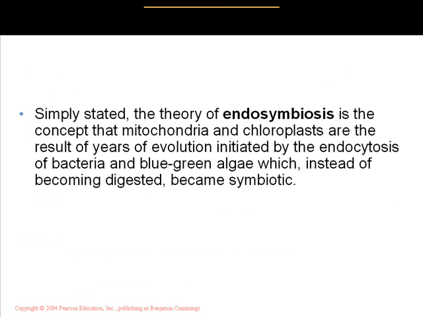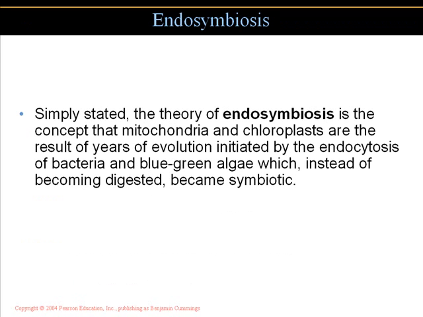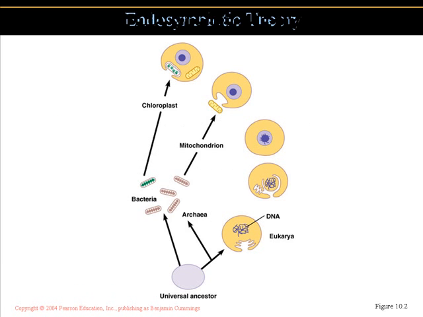Simply stated, the theory of endosymbiosis is the concept that mitochondria and chloroplasts are the result of years of evolution initiated by endocytosis of bacteria and blue-green algae, which instead of becoming digested became symbiotic. Illustration of the theory.